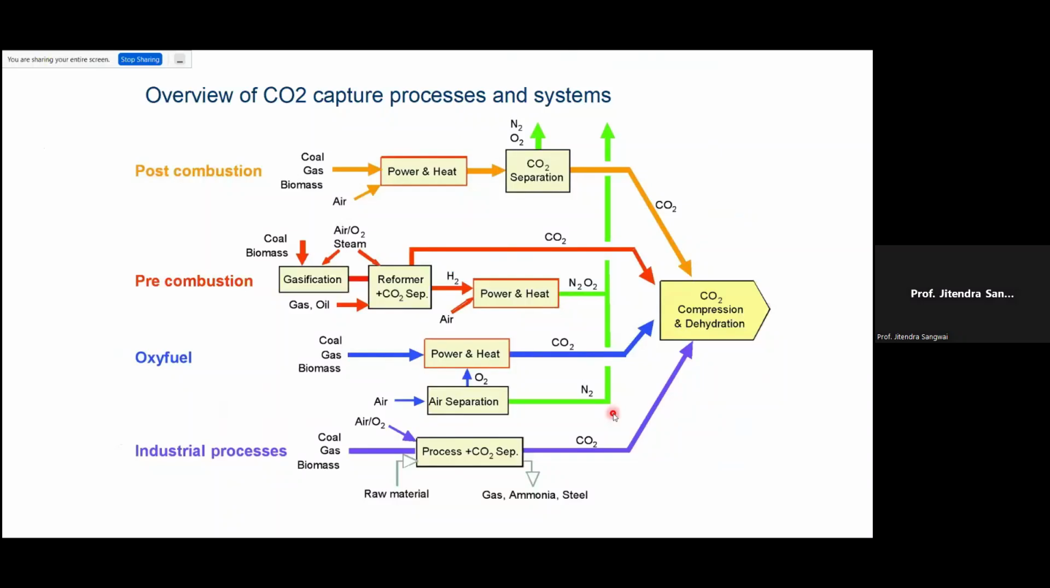That you may have, right, from power plants through pre-combustion, post-combustion capture or oxy-fuel combustion capture, from various industrial processes where you require coal, gas, or biomass. Then this CO2 can be captured, compressed, and transported specifically for a sequestration purpose, right?